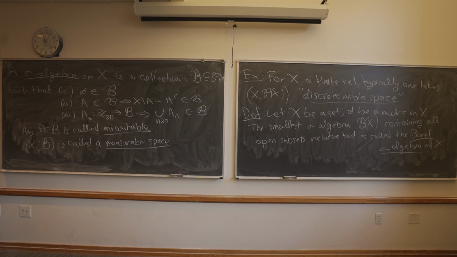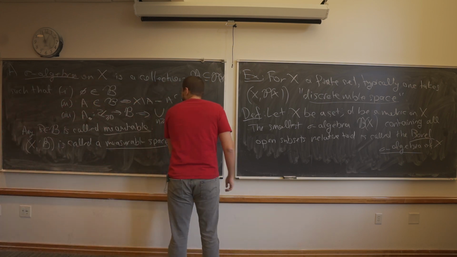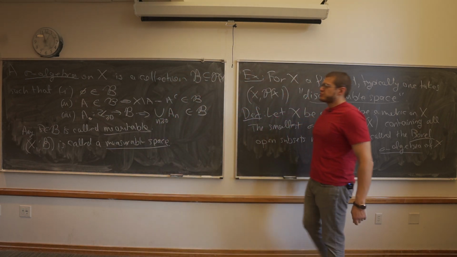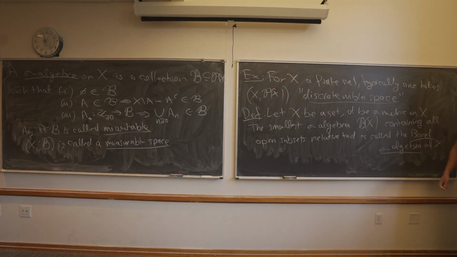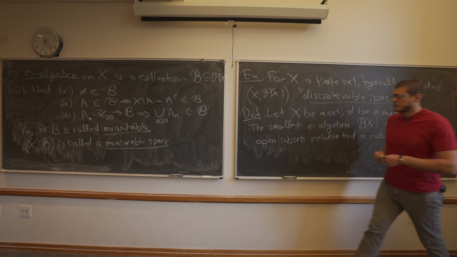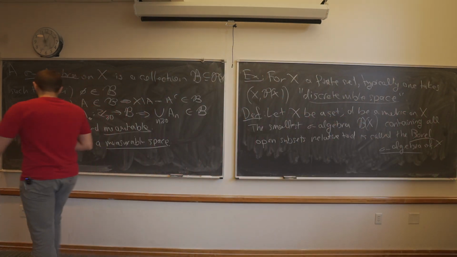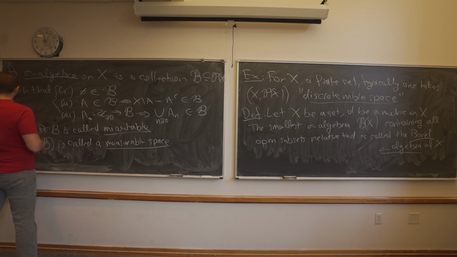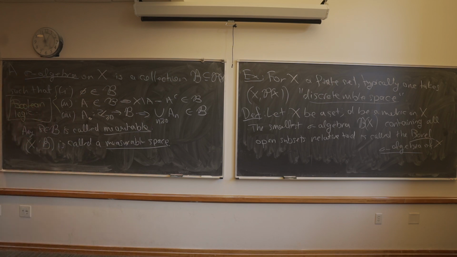Now, I should mention this. I think I said this a while ago, but let me be more clear. The notion of a sigma algebra codifies Boolean logic. So you're allowed to do and, or, and not, ultimately.